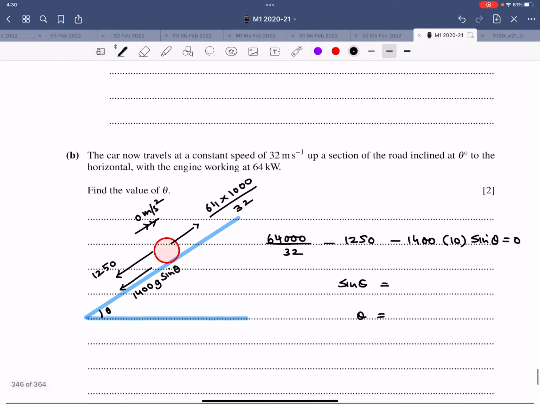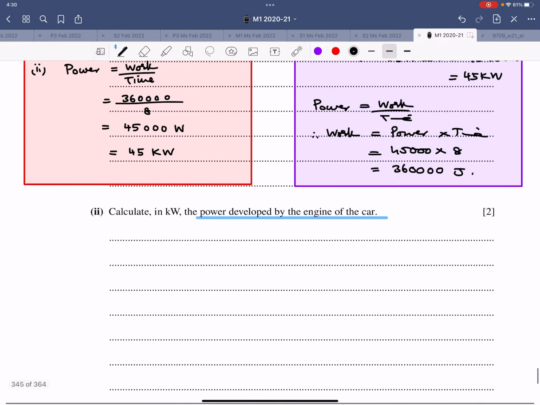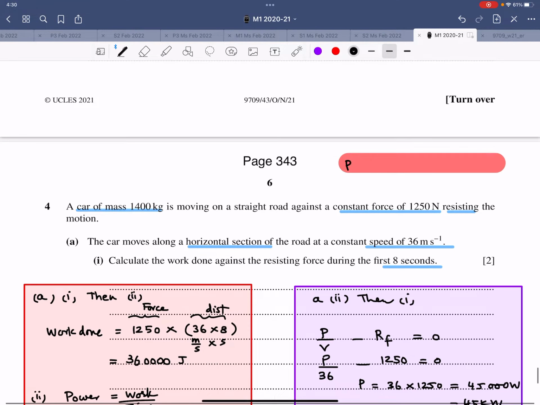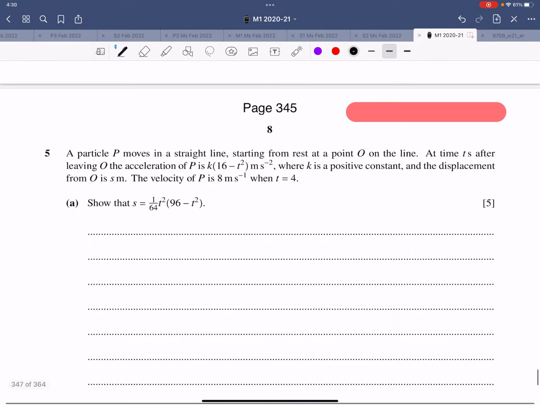So that was a straightforward question regarding power and F equals ma. So it's about power, it's about work, it's about F equals ma, it's about an inclined plane. Next question, that is question number 5, and that is about kinematics. Kinematics with differentiation and integration.